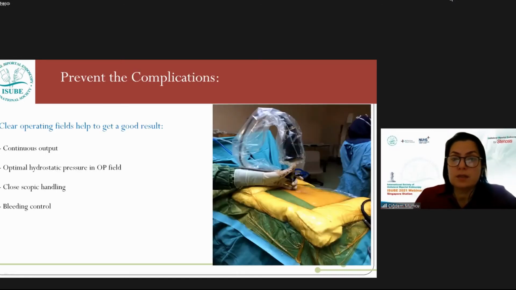If you want to get a good result, outflow should be continuous. At the same time, your surgical view should be clear. The scope hand can be moved in all directions. If you go deeper and closer to the pathology, you can reach a clear vision. That is very important.